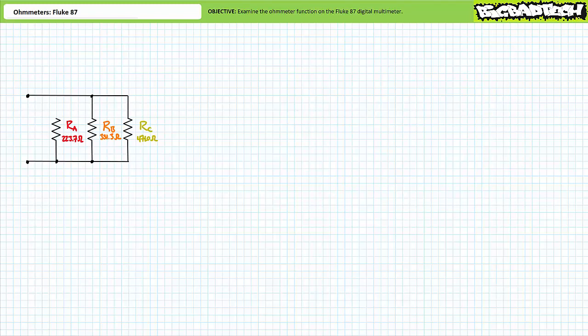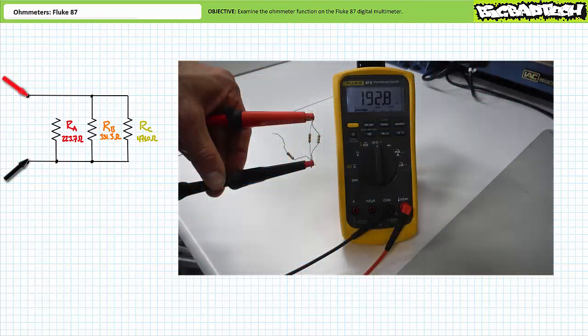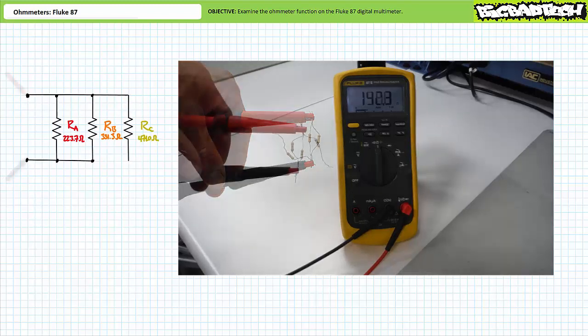First, let's examine opens. Consider the parallel combination of A, B, and C, where A is dangling out in space. The ohmmeter demonstrates that this parallel combination now presents a total resistance equivalent to only resistor B and C in parallel with one another. It makes sense, because resistor A is not really in this parallel circuit.